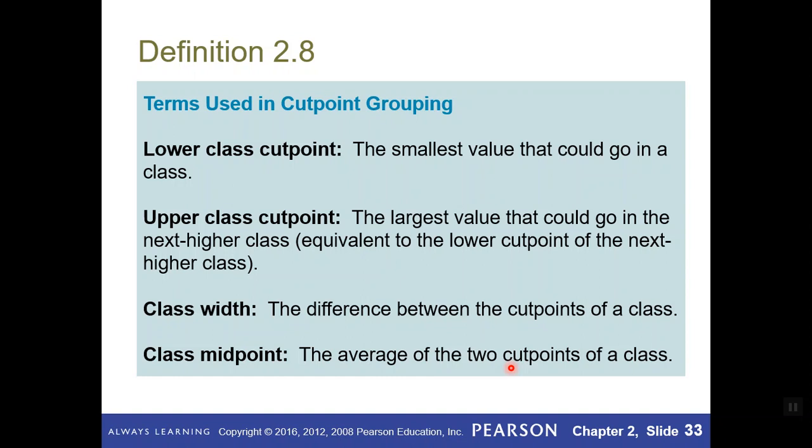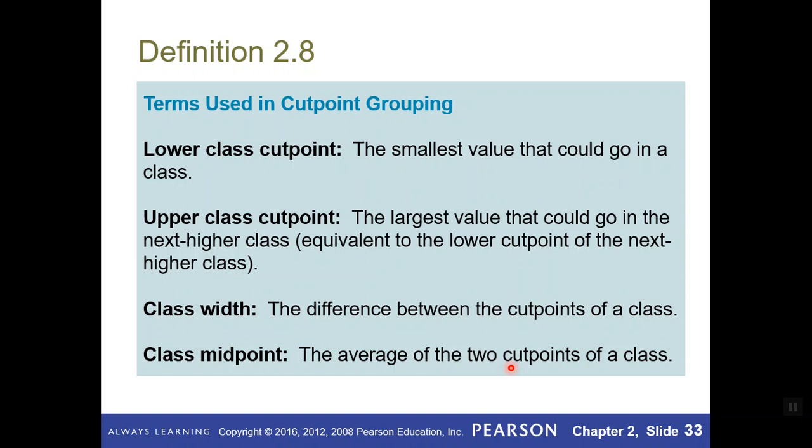So lower class cut point. The lower class cut point is the smallest value that could go in a class. The upper class cut point means the largest value that could go in the class, or we can say the lower cut point of the next higher class.